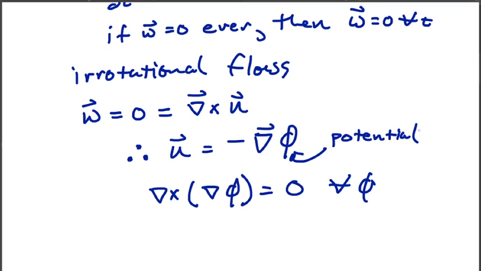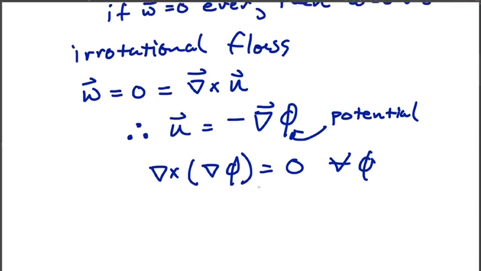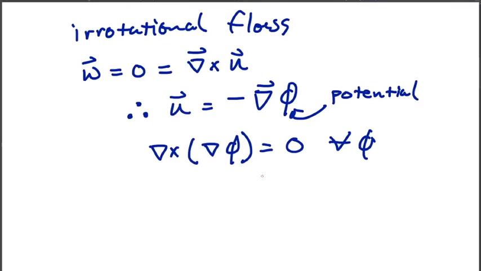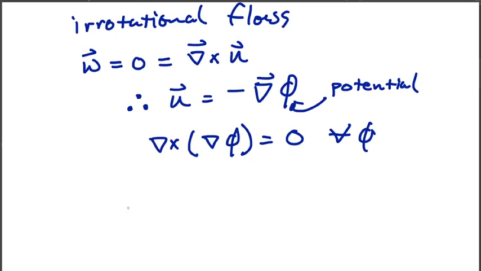This is a different version of what we saw with incompressible flows, where we took a stream function. Here, since we have an irrotational flow, we take a potential, and we call this a potential flow. So in similar ways, potential flows are extremely good for describing irrotational fluids.